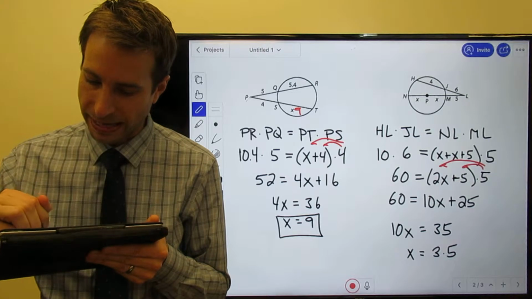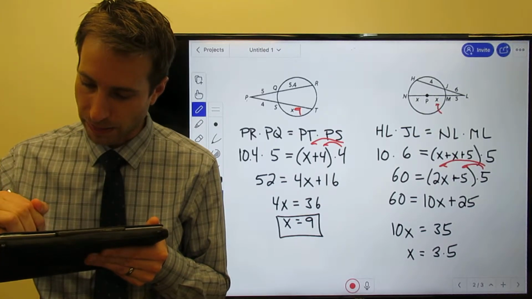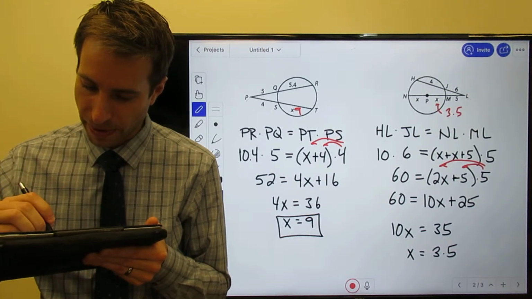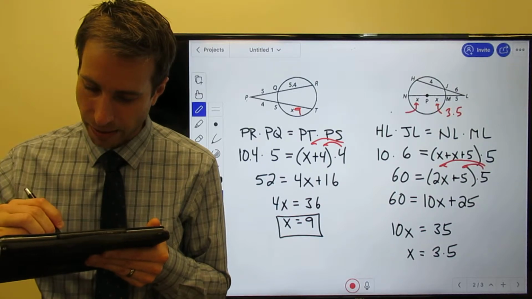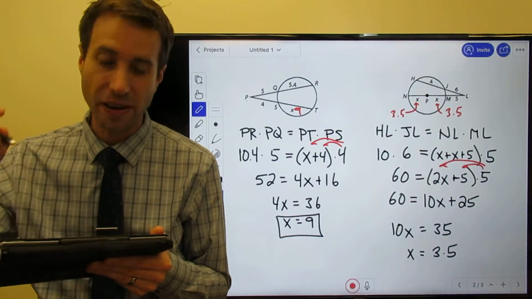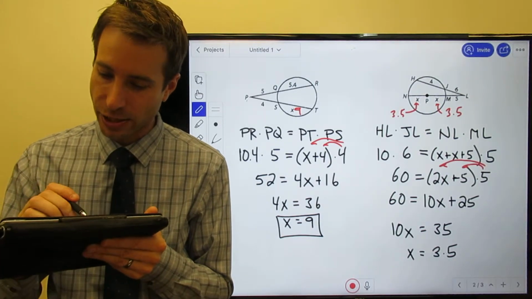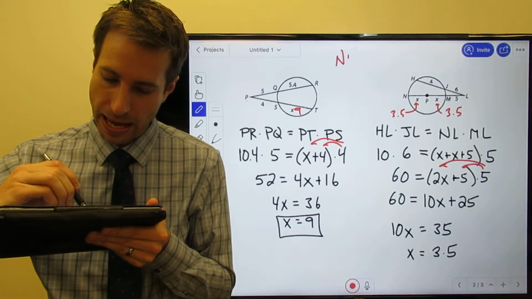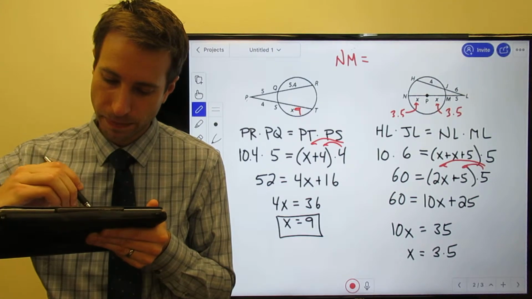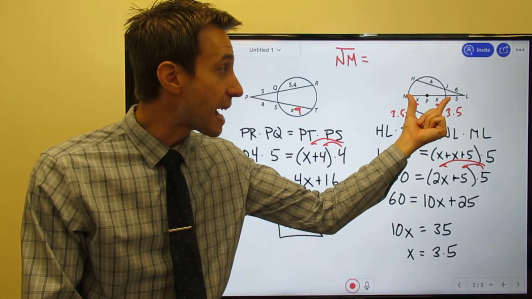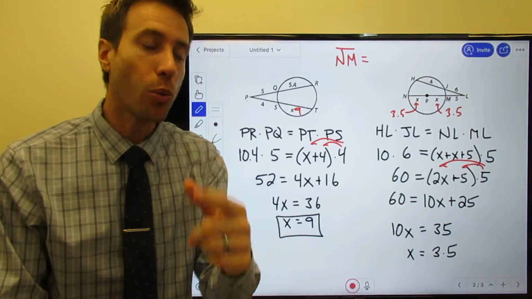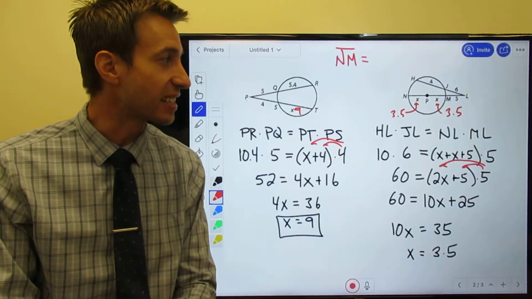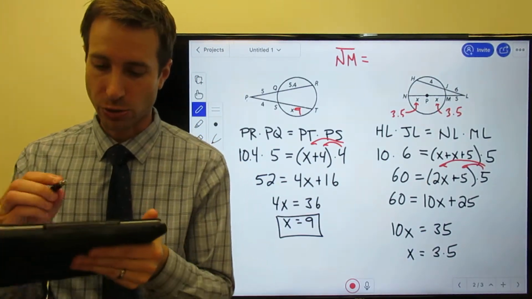So I get this guy right here is 3.5. I get this guy right here is 3.5. So if I were to ask you to find NM, what is that segment NM? Well, you'd have to add these together, which of course would get you 7.